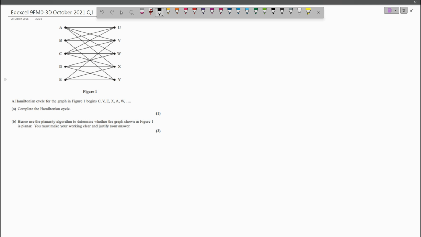So looking at my cycle, and I'm going to use a different colour pen just to help myself out, we've got C going to V, going to E, going to X, going up to A, and then going to W. The only option after W is to go to D because we can't return to C. So we're going to write out the cycle C, V, E, X, A, W, D.